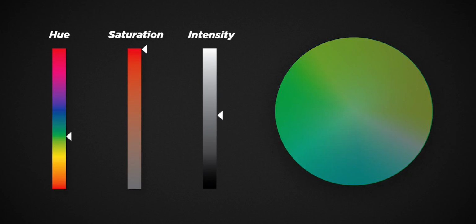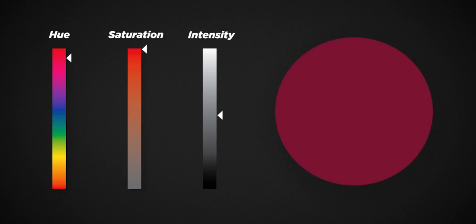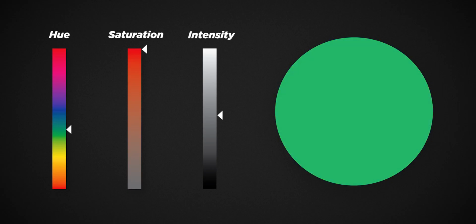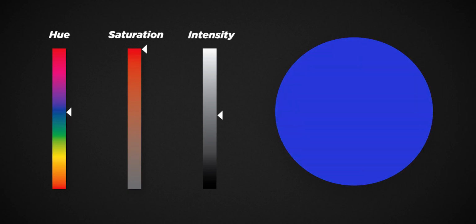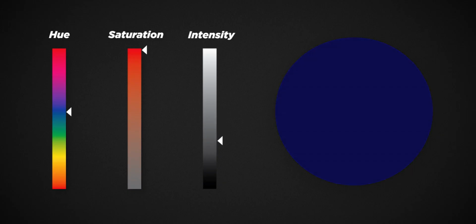So hue is the actual color that you're working with. As you move around the color wheel, you change the hue. Hue is like green, blue, orange, yellow, purple. Those are hues. Saturation is kind of the intensity of the color, if you will. Saturation is a measure of how much gray is in the color. So if you turn the saturation all the way down on a color, you'll end up with gray. If you turn the saturation all the way up, you'll end up with a color that is really rich and vibrant. And intensity is the lightness or darkness of the color.